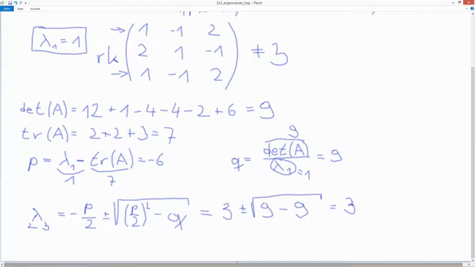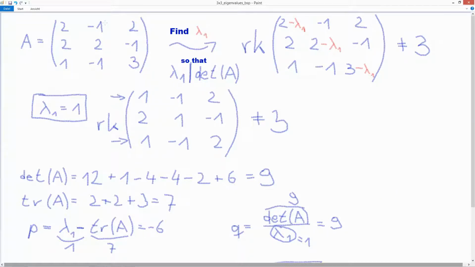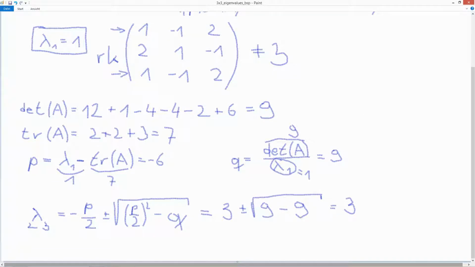Okay, let's summarize the approach again. So the first thing we have to do is to guess an eigenvalue lambda 1. To do so, we have to subtract a number from the diagonal elements in a way that we get a resulting matrix that has not full rank. So in our case, this educated guess was lambda 1 is equal to 1. If you have problems finding this number lambda 1, you can use the fact that every integer eigenvalue has to divide the determinant of A. You also see this here.